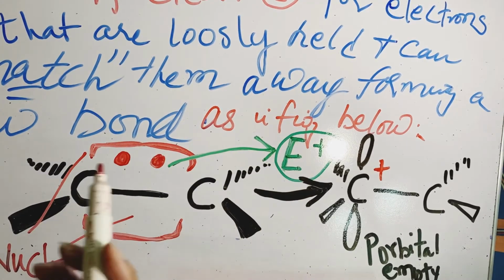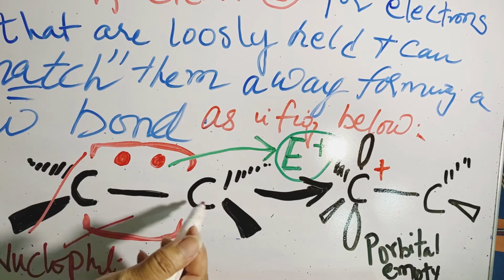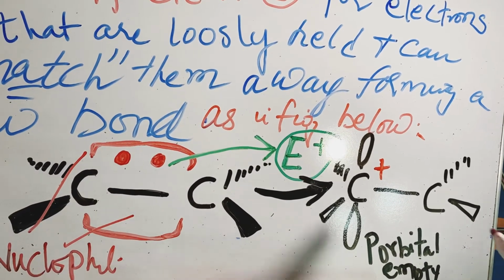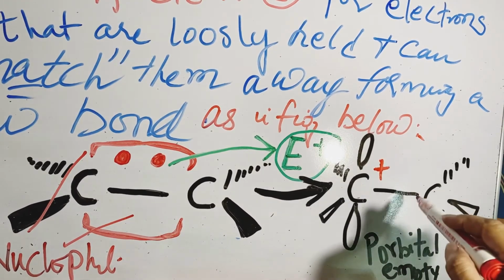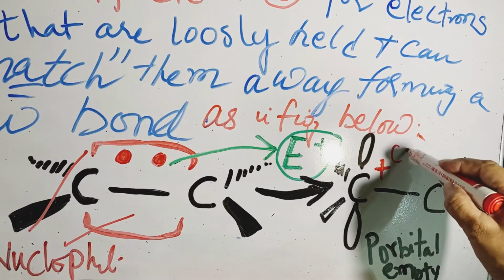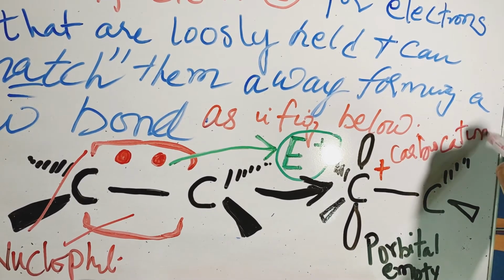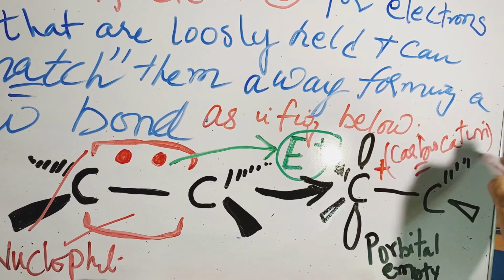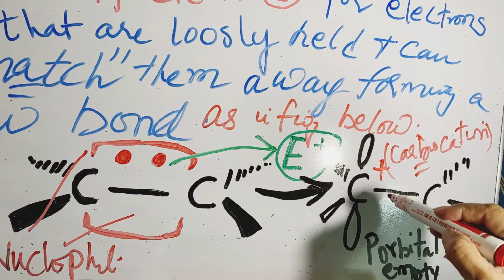Now what will happen? One of these carbons is left with only 3 bonds and a positive charge, that is a carbocation. Now what is this? This is a carbocation. Somebody can ask you, what is a carbocation? This carbon is called a carbocation.